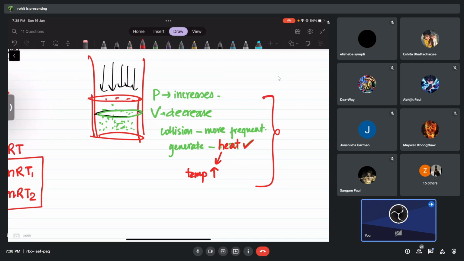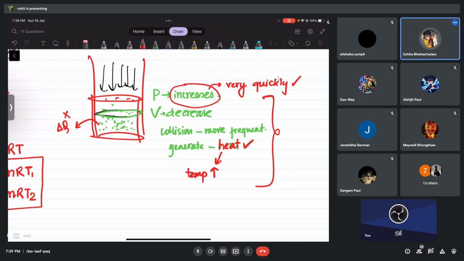And what about the pressure, guys? Will the pressure rise or rise very quickly? Very quickly. I'll tell you why. Do you think the gas will give any heat outside, or will it not give any heat outside? It won't give any heat outside, because it is an adiabatic process. It will not gain heat, and it will not lose heat. That's why the pressure is going to rise very quickly, because the gas is not giving out any heat outside. But if the gas was giving heat outside, guys, the pressure would rise slowly. I hope you understand what I mean by that.